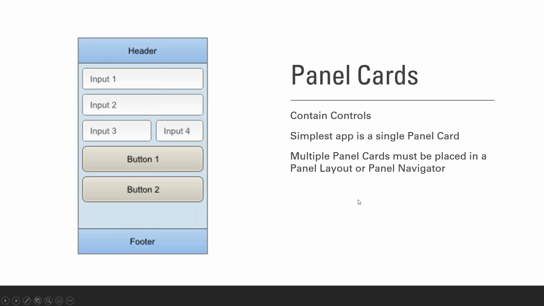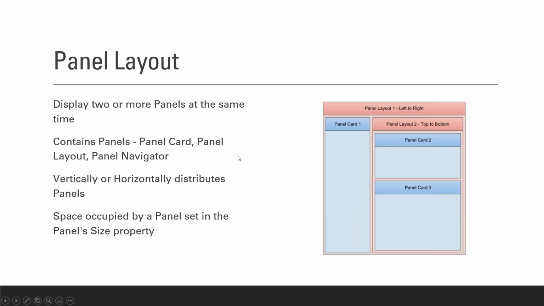But you can place them in panel layouts and panel navigators. And the panel layout and the panel navigator do two very different things. A panel layout can be used to display two or more panels in either a left to right, right to left, horizontal layout, or in a vertical layout. And panel layouts can contain other panels, including panel cards, panel layouts, and panel navigators.